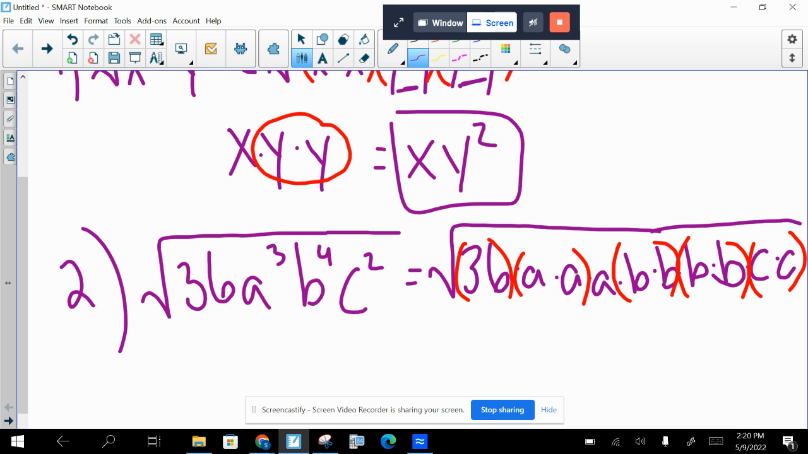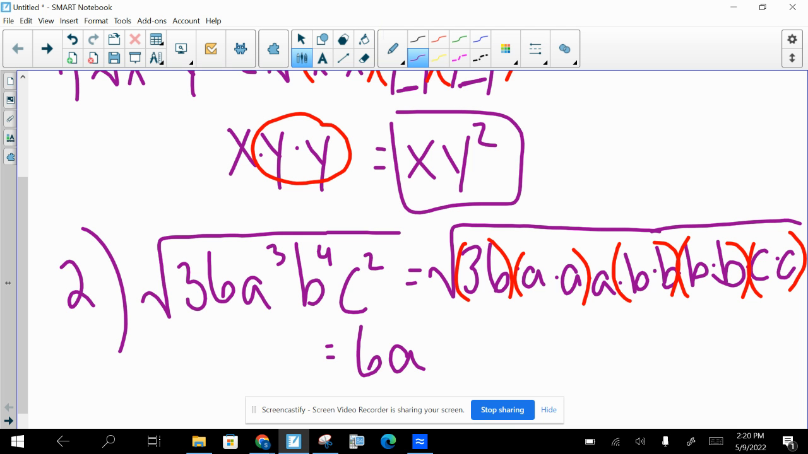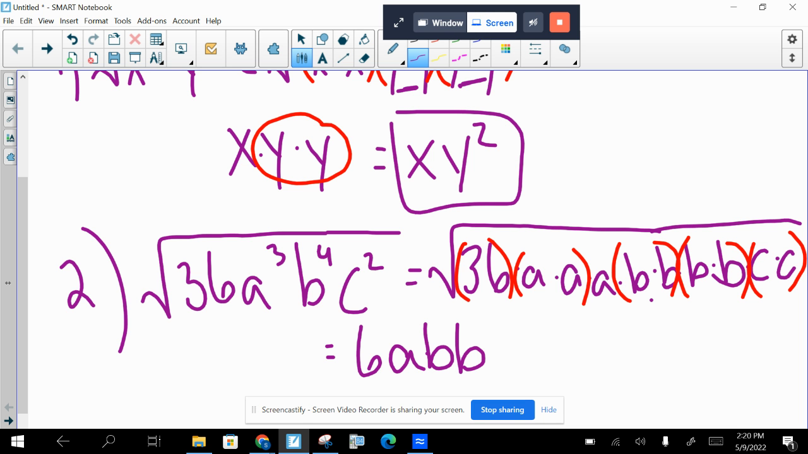So let's start pulling things out. Like we said, the 36 comes out as a 6. Then we have the A. The third A, though, doesn't have a pair, so it's going to stay under the radical. We have this B, we have the other B, and then we have the C. And then the square root of whatever is left over, which is just the A.